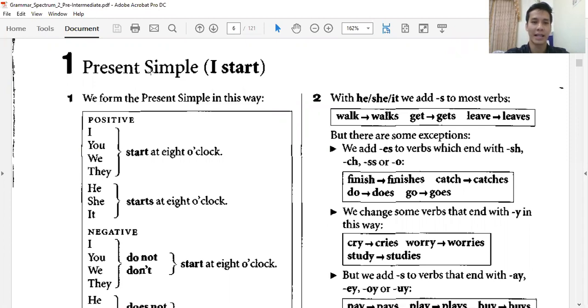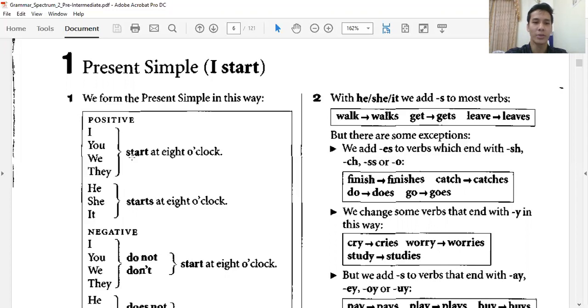Before we start, I would like to start with the form of the present simple. Normally, when you study with your previous teacher, some of them just write down the form like subject, verb plus object, or something like this. But in this textbook, we will start with the form as a sentence. For example, the first form is positive. I, you, we, they start at 8 o'clock. Next one, he, she starts at 8 o'clock.